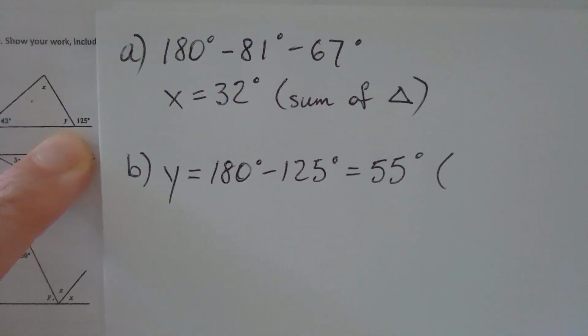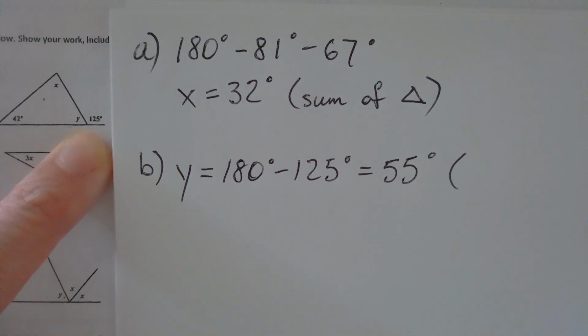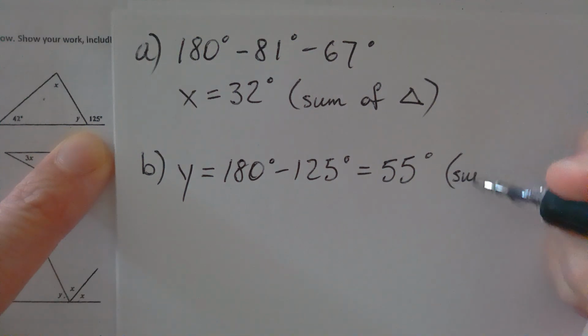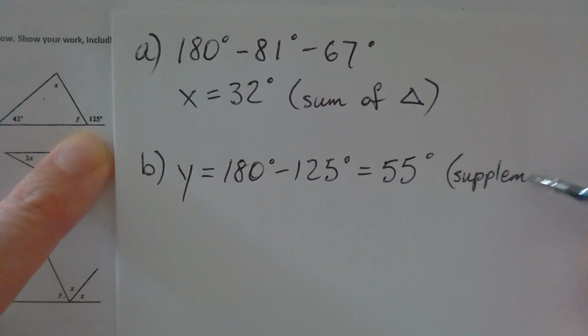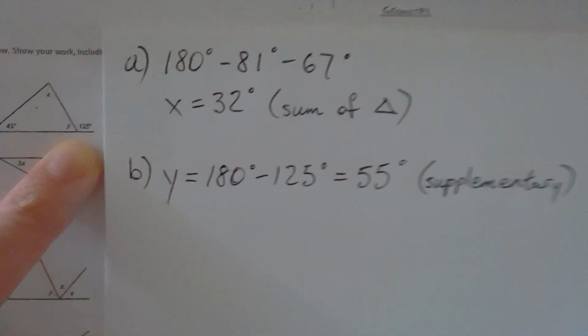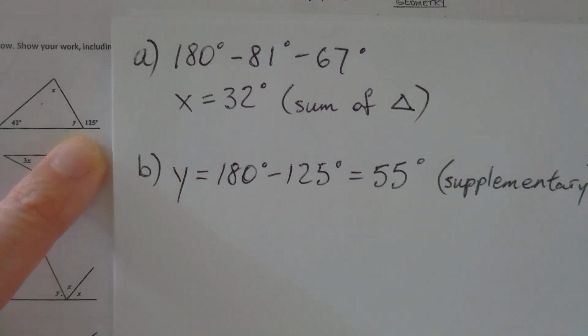Yep. Angles on a line add to 180. What is that property called? Yeah. Supplementary. That's right. Again, I don't need a whole paragraph. I don't need your life story. Just simple 1 or 2 words to describe the method or the property that you use.